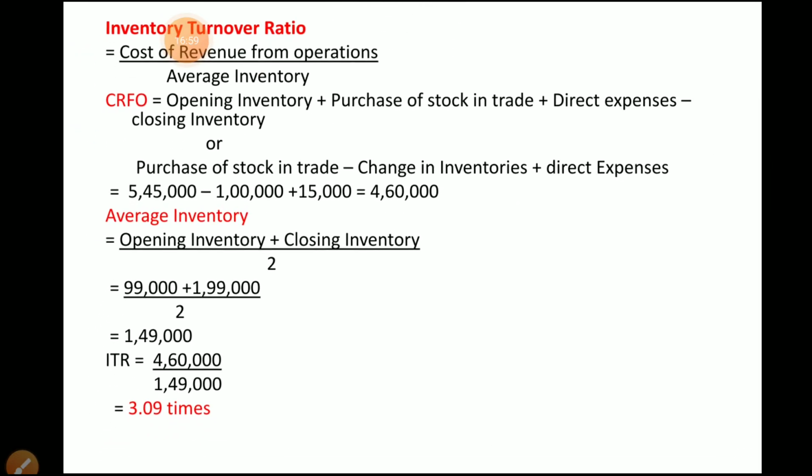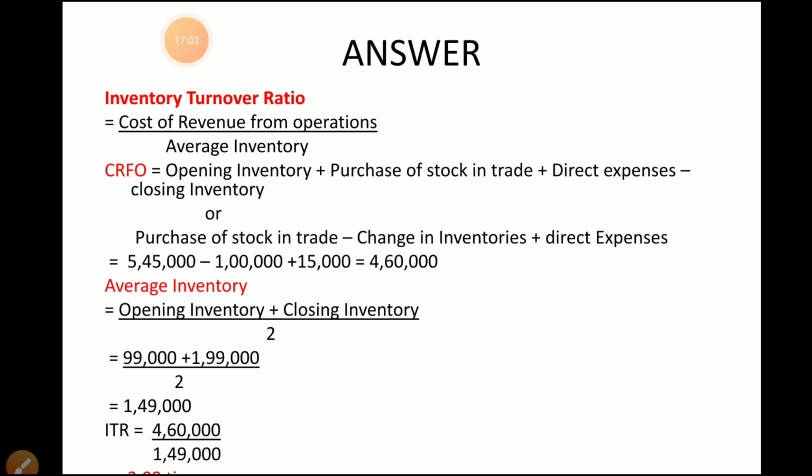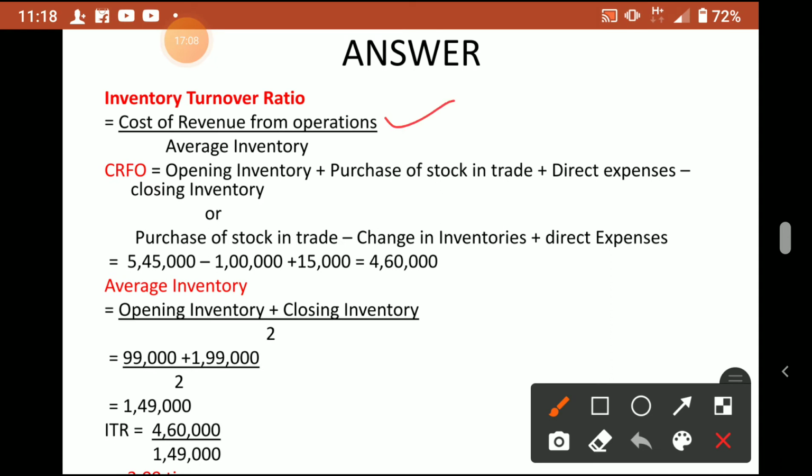Here I explain it itself. Cost of revenue from operations divided by average inventory, that is our equation. Now cost of revenue from operations, how to calculate? Opening inventory plus purchase plus direct expenses minus closing inventory, or you can use purchase of stock in trade minus change in inventory plus direct expenses. Here we can apply purchase of stock in trade from the question, it is 5,40,000. Change in inventory is directly given, minus 1 lakh. Then direct expenses 15,000.